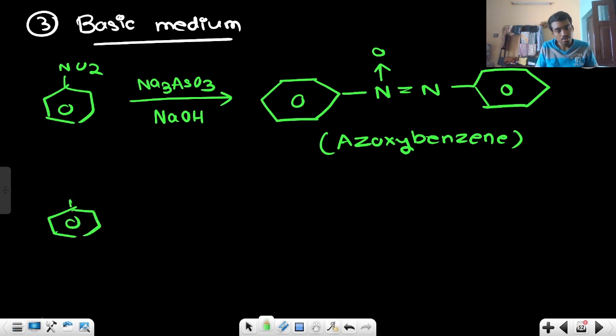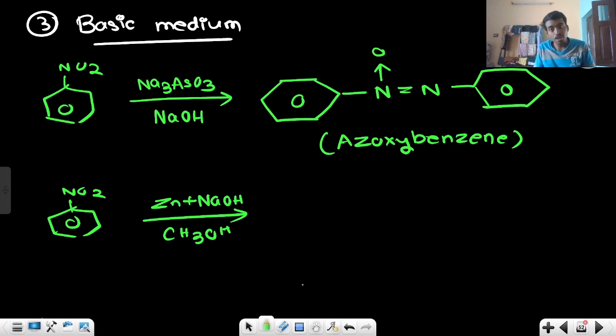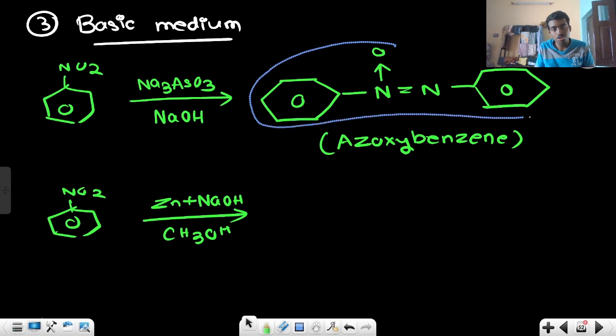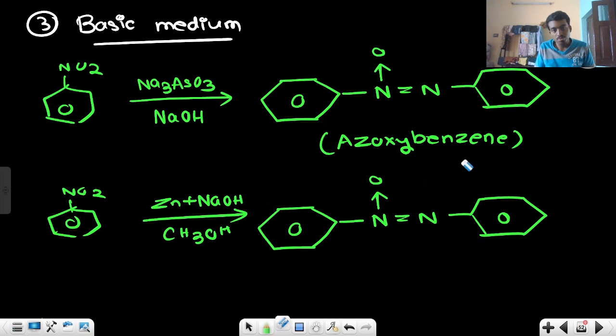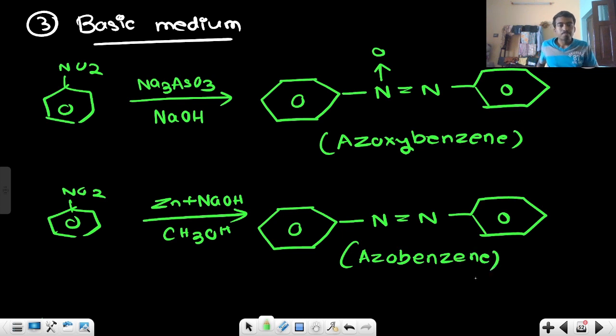Another one, let's see. NO2, if I am treating it with zinc and NaOH in presence of methanol, then also coupling will happen, and this time the coupling will form azobenzene, not azoxybenzene. If it is azobenzene, what will be the change? This oxygen will not be there. So this is known as azobenzene. Clear? If I am giving sodium arsenite in presence of sodium hydroxide, I am getting azoxybenzene. If I am giving sodium hydroxide plus zinc in presence of methanol, then I am getting azobenzene.